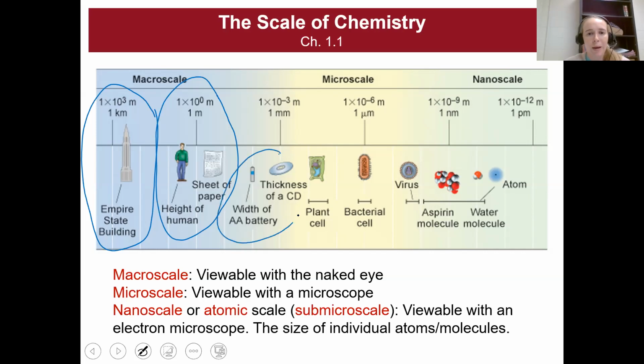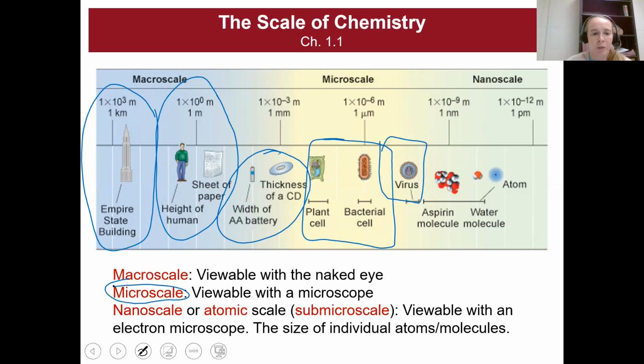The width of a AA battery, the thickness of a CD, that's like a millimeter in size, still viewable by the naked eye. But then when we start going smaller into plant cells, bacterial cells, virus cells, these are viewable with a microscope, so we call them microscale. So now we can't see them without a microscope anymore. You can't see the germs all over us unless you have a UV light, but that is still just seeing them bulk-wise, not seeing them individually. So you need a microscope.